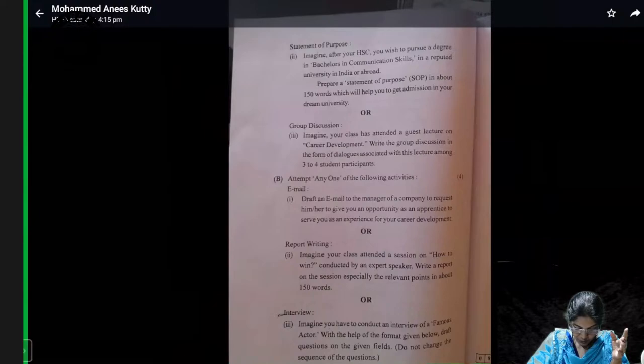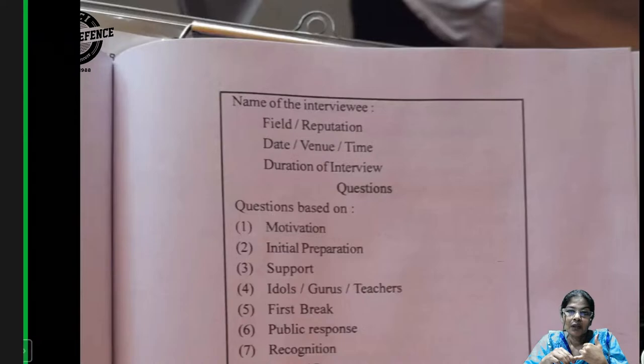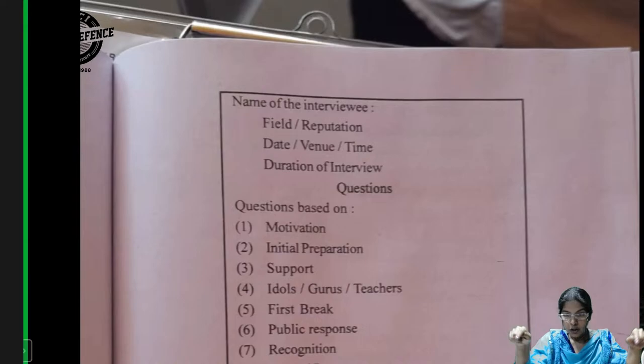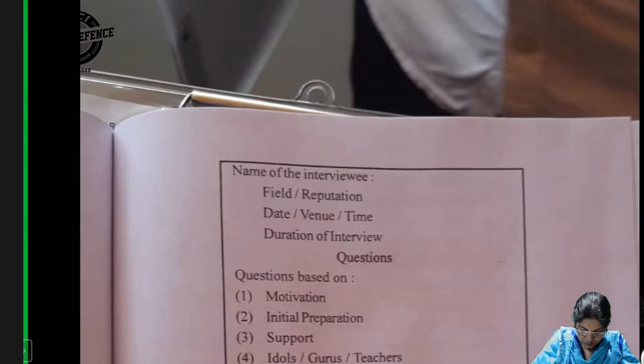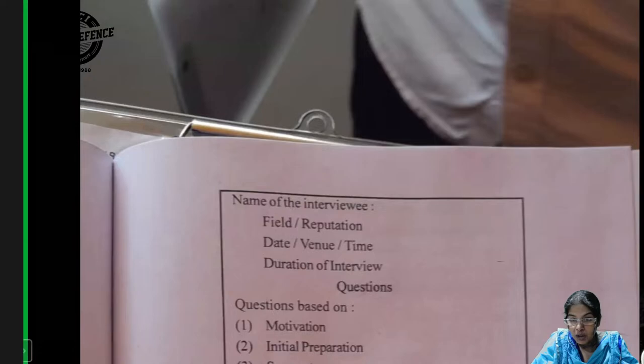Now, let's look at the format. They have actually given us a format: name of the interviewee, field, reputation, date, venue, time, and duration of the interview. So this is going to be your format. You can draw a line, and for the name of the interviewee, you can write Shah Rukh Khan or whoever. Field, reputation: you can say Bollywood, a reputed Bollywood personality, celebrity, actor.